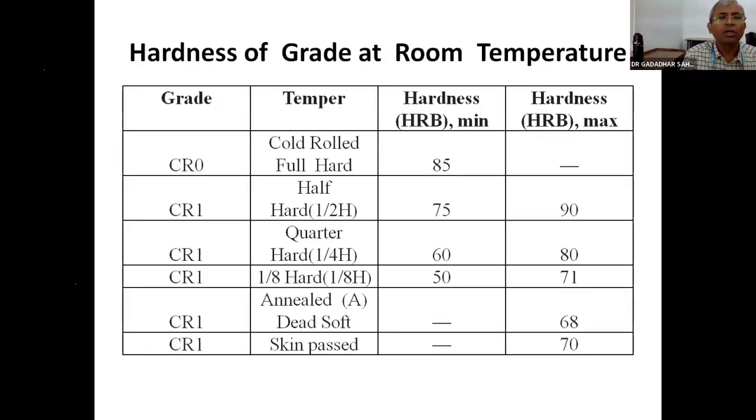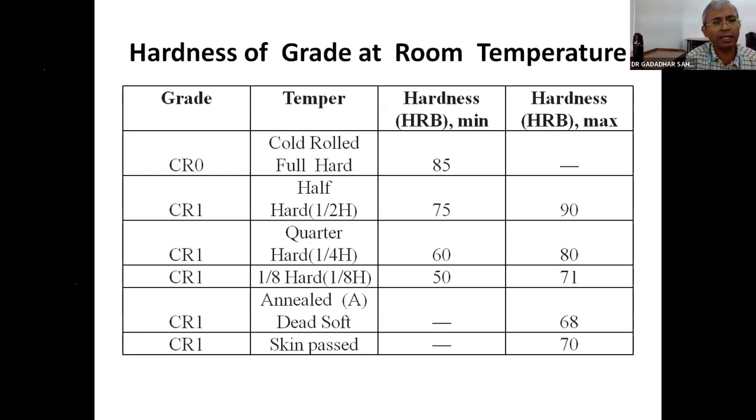Okay. Next, coming to hardness, I was telling you, CR0 is cold rolled full hard, minimum hardness 85. But sometimes, as I was telling you, the customer demands half hard or quarter hard. Sometimes they mention the hardness also, minimum hardness should be like this, maximum should be this. At the same time, they cannot demand that our YS and UTS should be like this, because the table clearly mentions over there, it is only for skin pass and annealed condition.